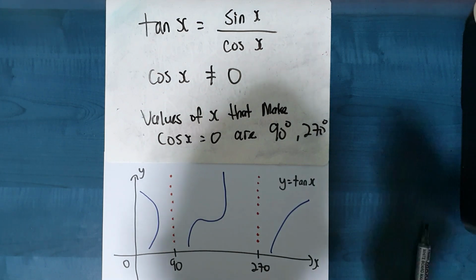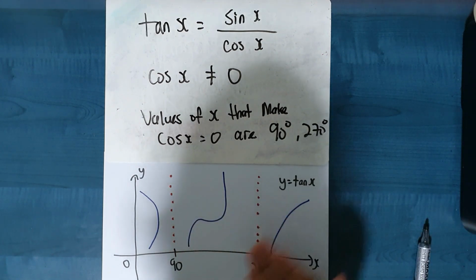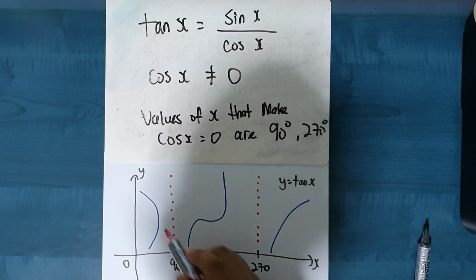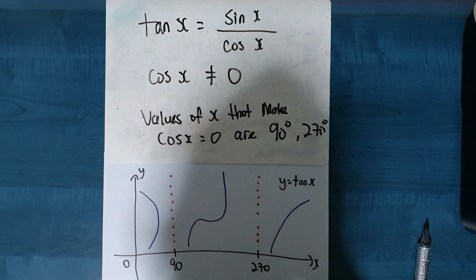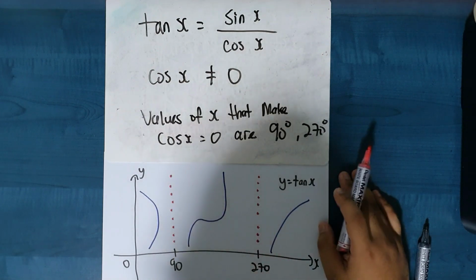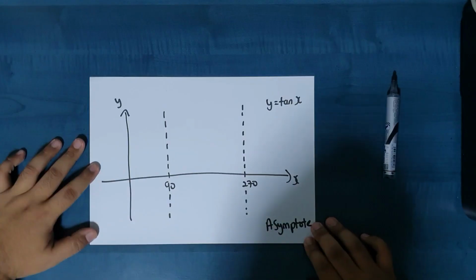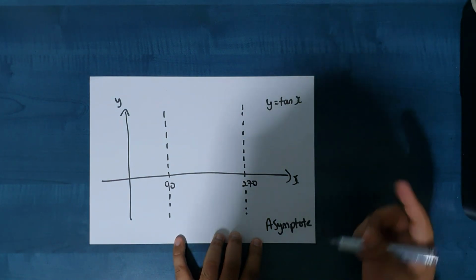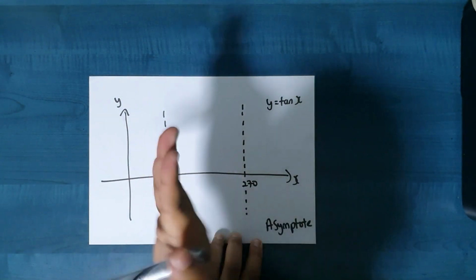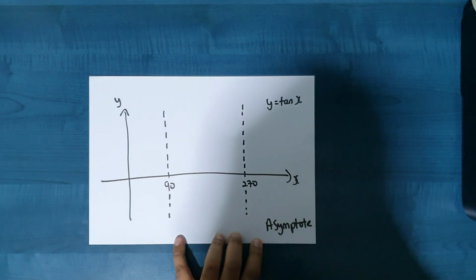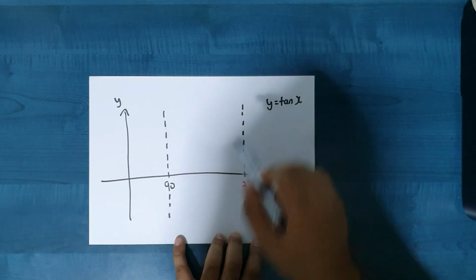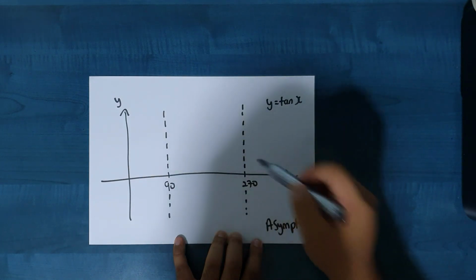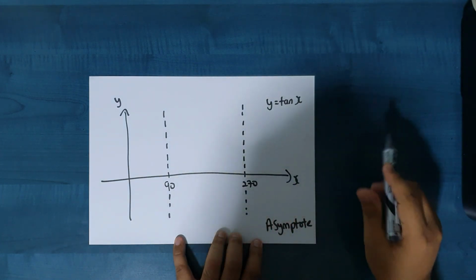Now, this red line that I drew here is special. They are to indicate that the graph cannot cross these lines. So these lines are like a border. You cannot pass through it. Now, this special line is called an asymptote. An asymptote is a line. It can be horizontal, it can be vertical, or it can be at any angle. It is a line where the graph cannot cross it. And for our tangent x graph, these are the two special asymptotes.